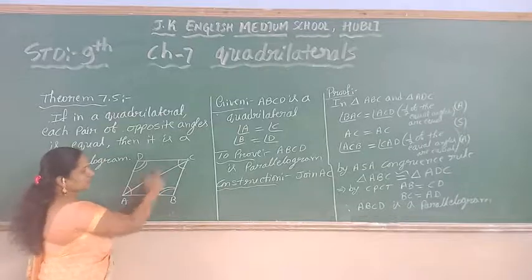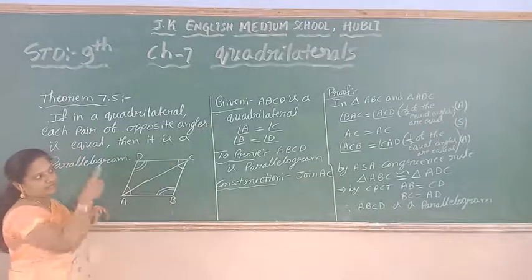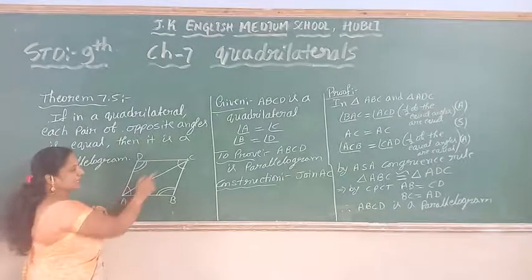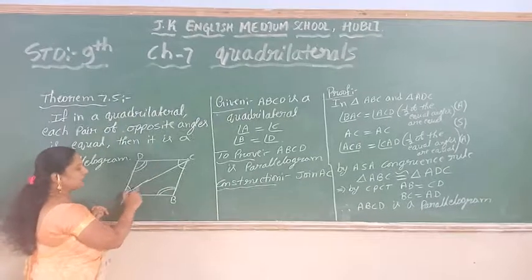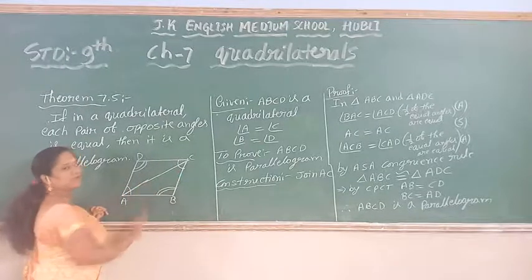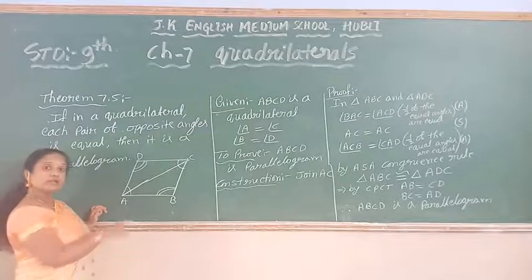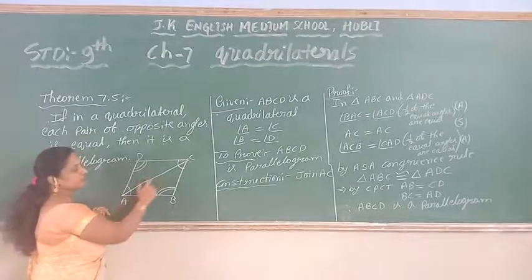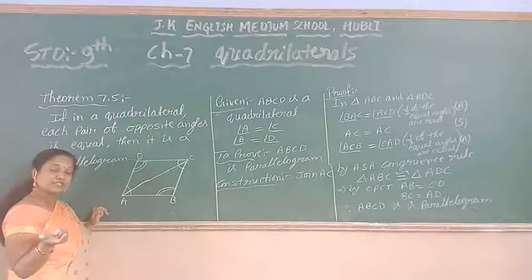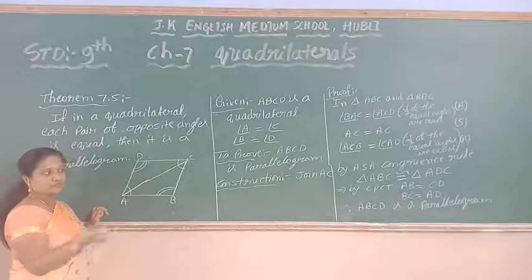So by construction, I'll join AC. Then I'll take these two triangles. Half of this angle is equal to this angle, so halves of equal angles are equal. Therefore, this angle is equal to this angle. These two angles are equal. So here also, if alternate angles are equal, then I can say these two sides are parallel to each other. One pair of opposite sides are parallel. I can also say this is a parallelogram.